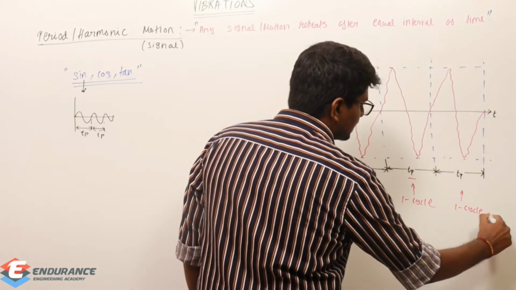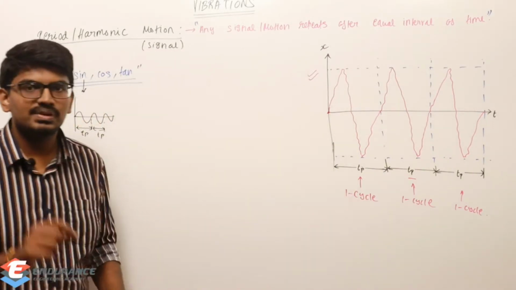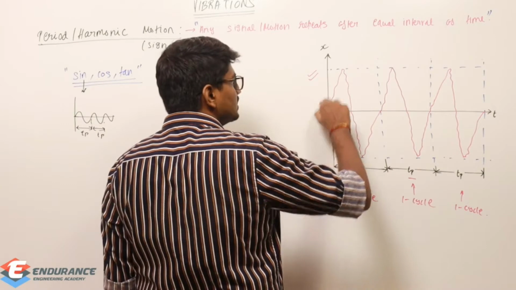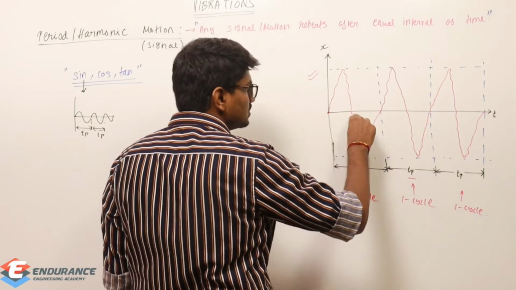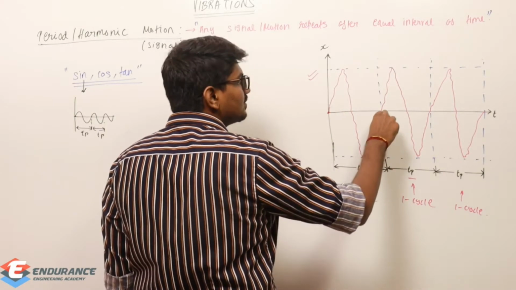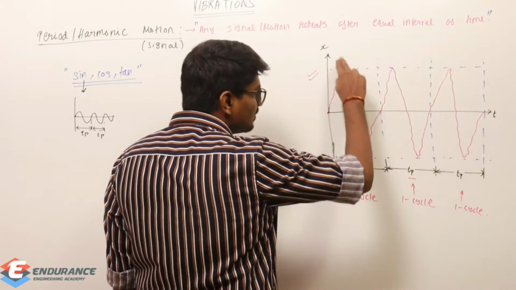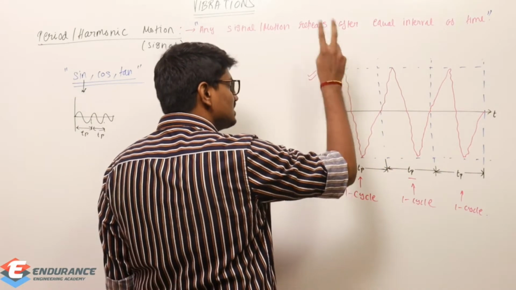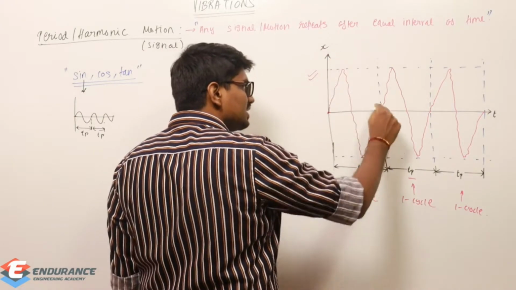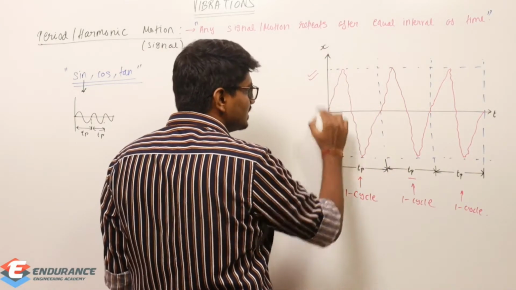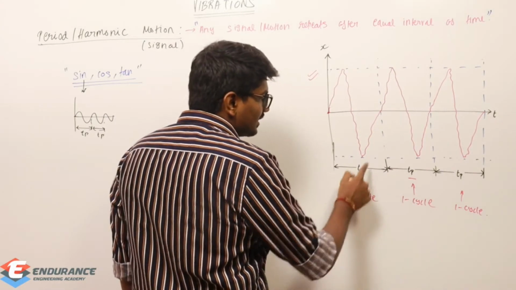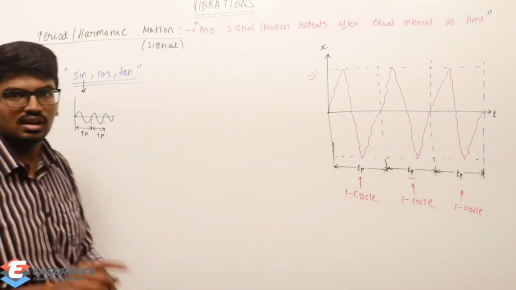So what is time period? Time taken to complete one cycle. When it goes from 0 to maximum, from maximum back to 0, from 0 to minimum and again from minimum to 0, whatever the component is, displacement, velocity, acceleration or jerk, when it completes this one full set of 0, maximum, 0, minimum and then 0 again, that is called one cycle, and the time taken to complete it is called the time period.